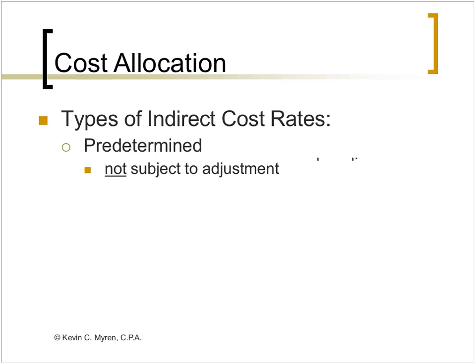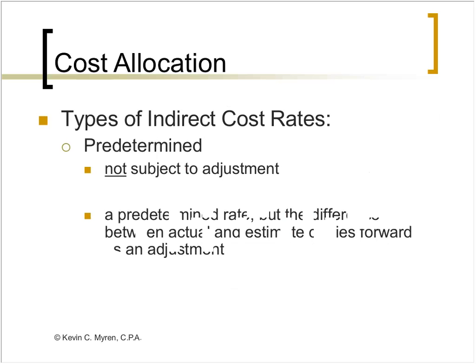There are 3 main types of indirect cost rates. The first is what is referred to as a predetermined indirect cost rate. This is not subject to adjustment. So you would allocate the cost versus this pool, and that would come in and be an indirect cost rate. A second method is a fixed rate. This is a predetermined rate, but the difference at the end of the fiscal year carries forward as an adjustment into the following year as either a positive or negative number.